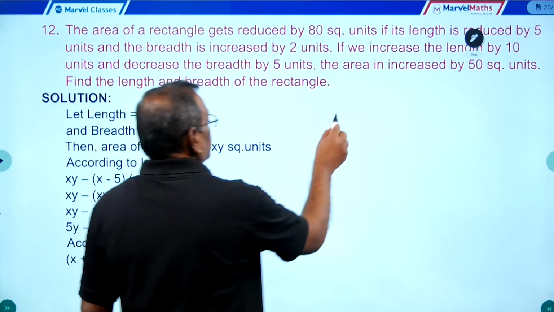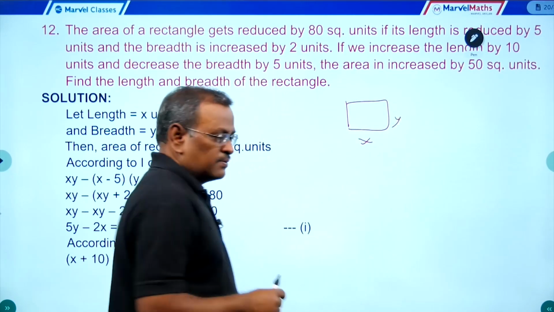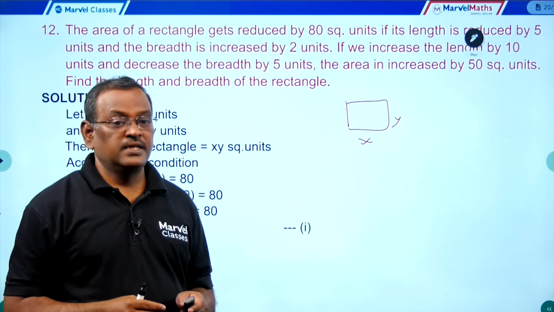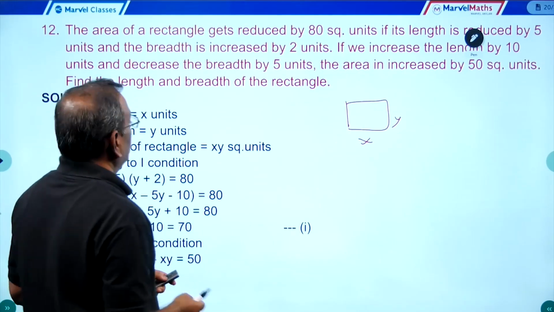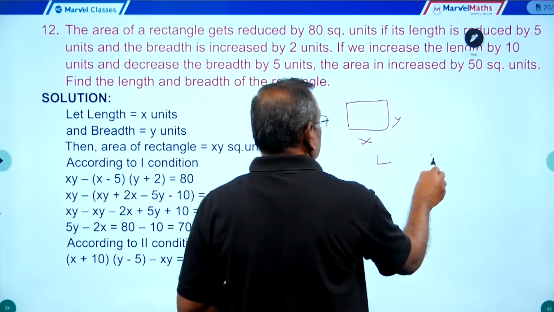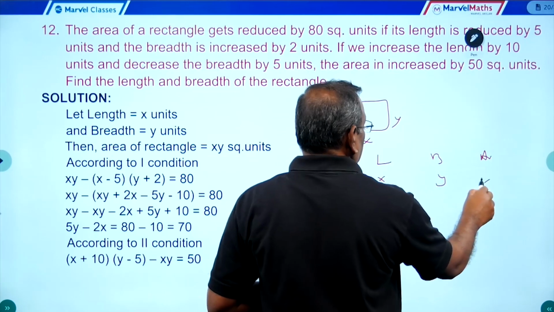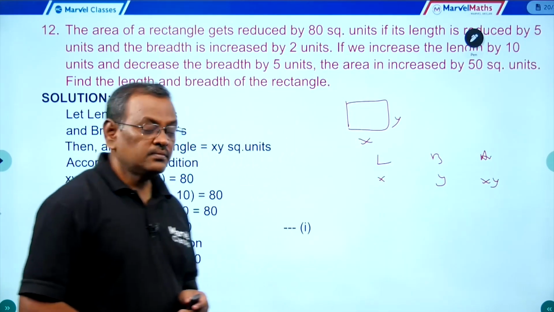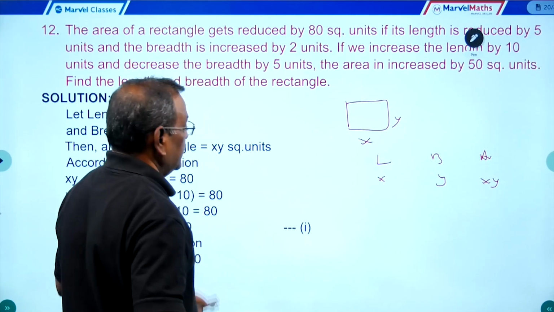There is one rectangle whose length equal to x and breadth equal to y. Some changes are there in the length and breadth. The area will change. So this is length, this is breadth, and this is x, and this is area. And what is area? xy. Correct. Length of a rectangle is x, breadth is y, and area equals xy.